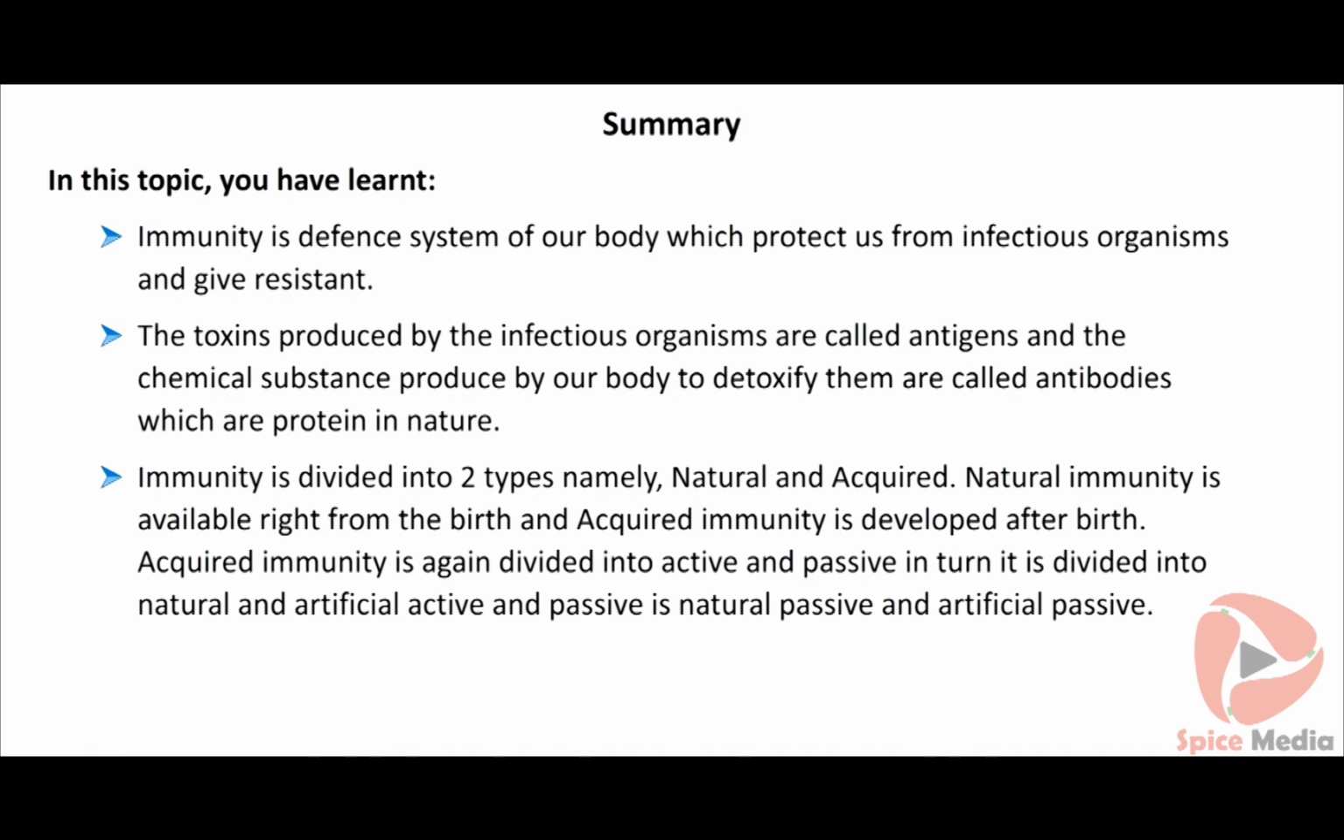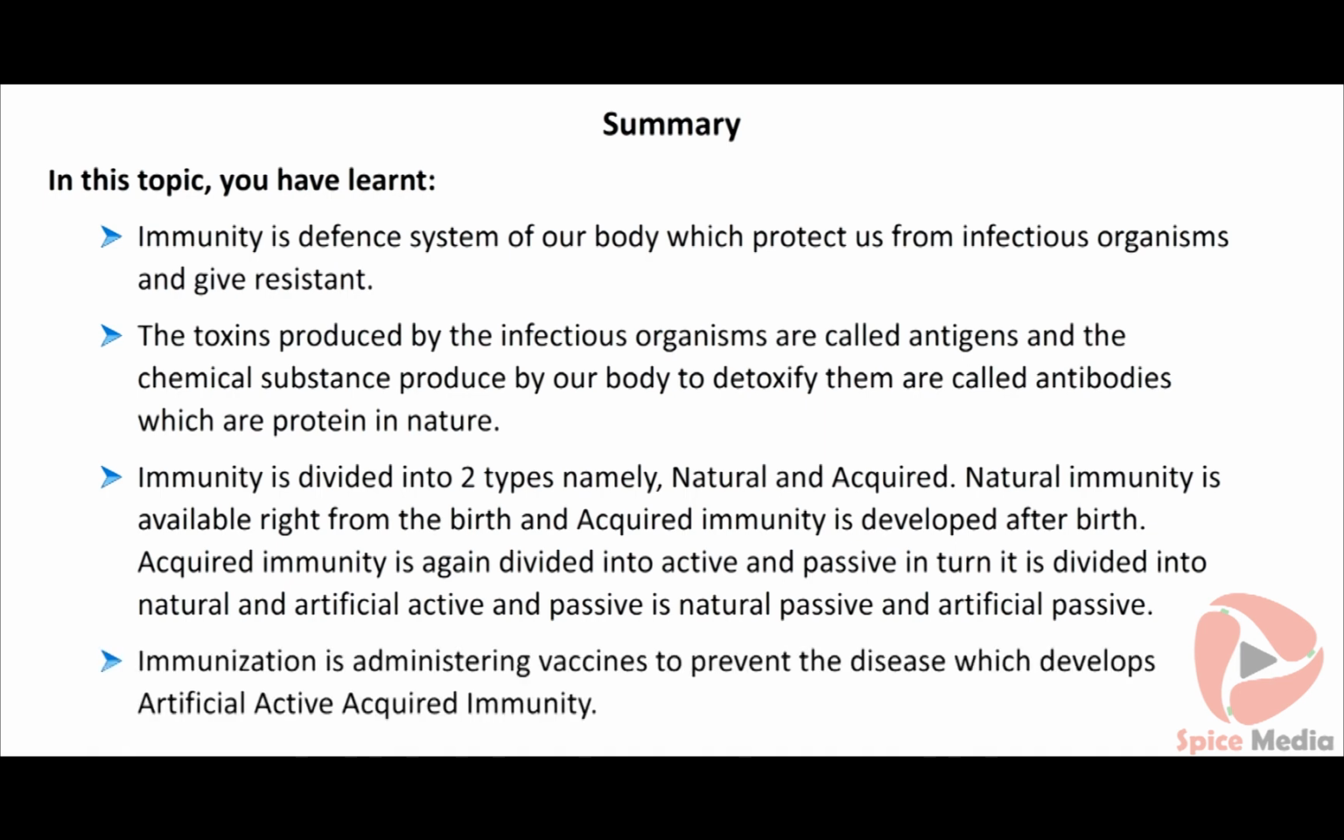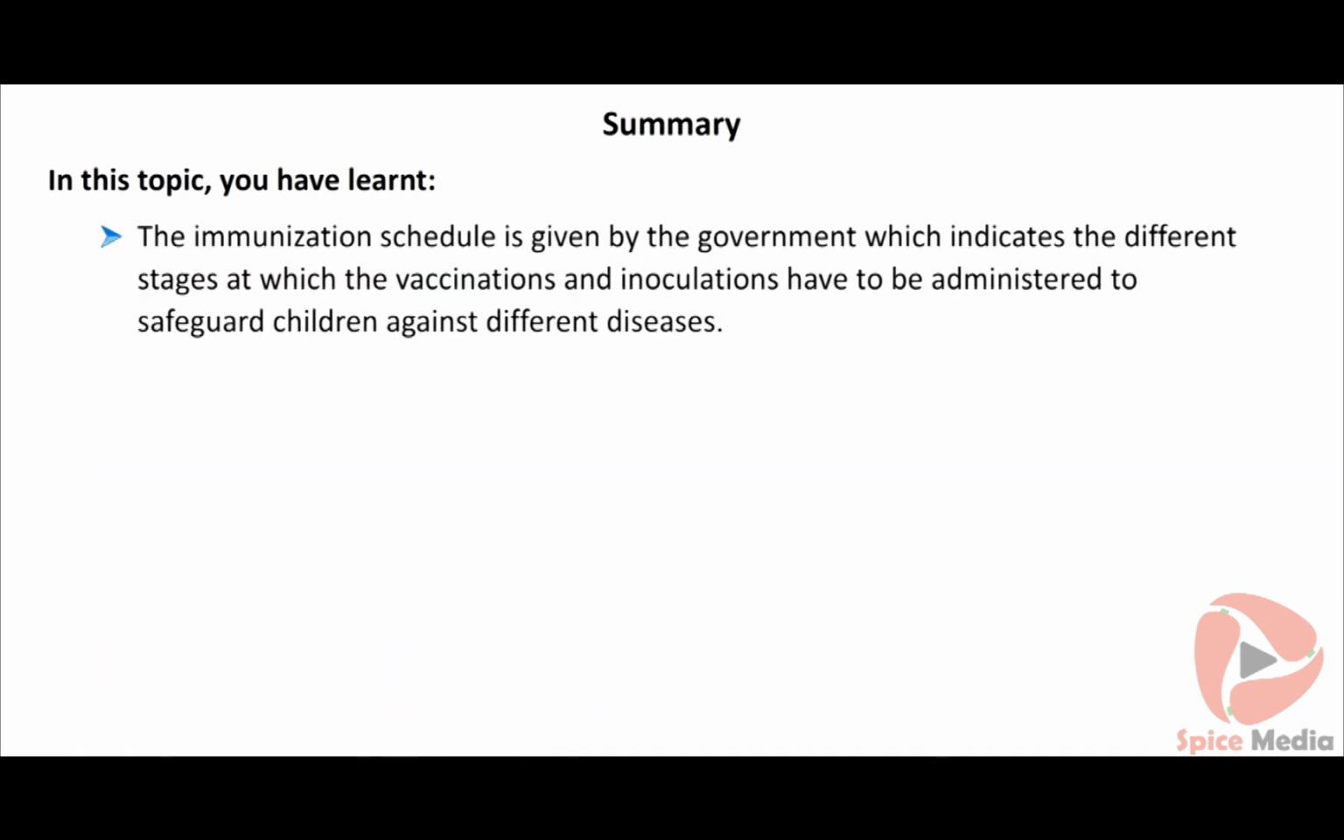BCG tuberculosis vaccine prevents tuberculosis. DPT vaccine prevents diphtheria, pertussis, and tetanus. DPT is otherwise called triple antigen. MMR vaccine prevents mumps, measles, and rubella. DT vaccine prevents diphtheria and tetanus, and this vaccine is otherwise called dual antigen. TT vaccine prevents the children from tetanus and toxoid.